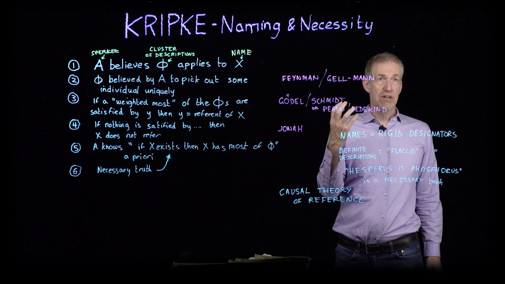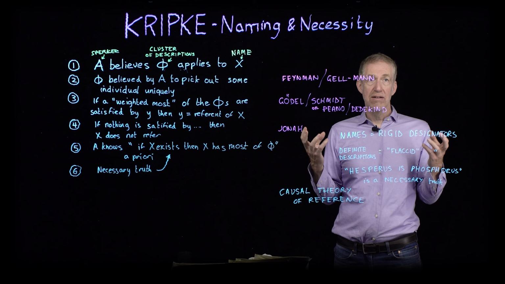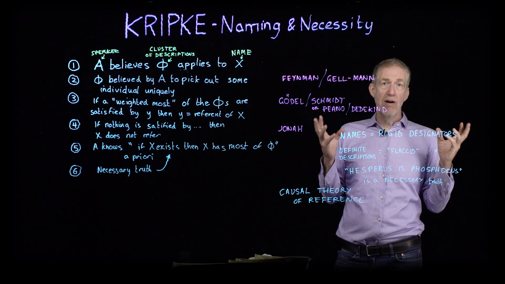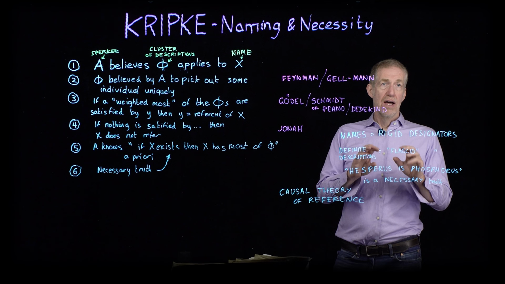Definite descriptions pick things out in the world. So the evening star and the morning star. As Frege said, Hesperus was also called the evening star, and Phosphorus was also called the morning star. And in this universe, both those descriptions pick out the same thing. So, the evening star is the morning star.